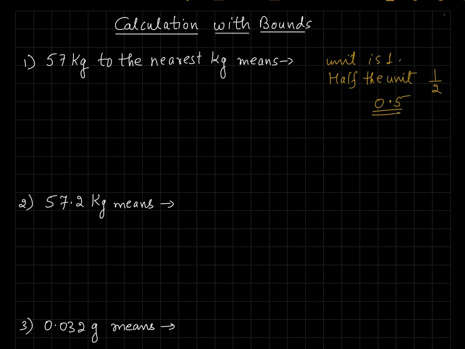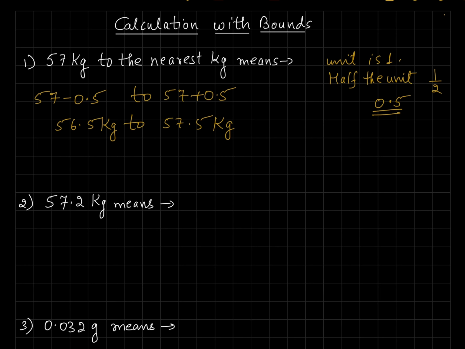0.5. So we can say that the weight of the particular object can be 57 minus 0.5, or it can be 57 plus 0.5. It would range between these two. So I can say this is 56.5 to 57.5. All these will be rounded to 57 kg. Got it? So this is how we will write it here.